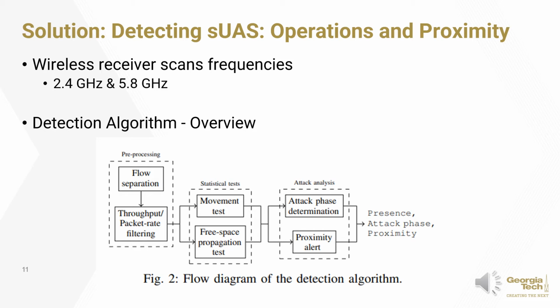We will assume that the wireless receiver will scan only the frequencies 2.4 GHz and 5.8 GHz, and therefore the attacker is transmitting in these spectrums. And as you can see below, there is a basic overview of the detection model. So there's pre-processing, where we'll separate the flows, and then filter by throughput or packet rate. Then we'll move on to our statistical tests, which are the movement test and the free space propagation test. And finally, we'll go into attack analysis, where we will determine the phase of attack, as well as let the user know through a proximity alert.